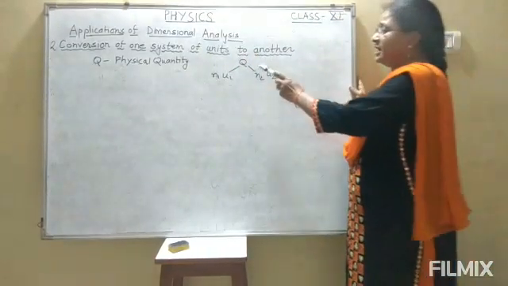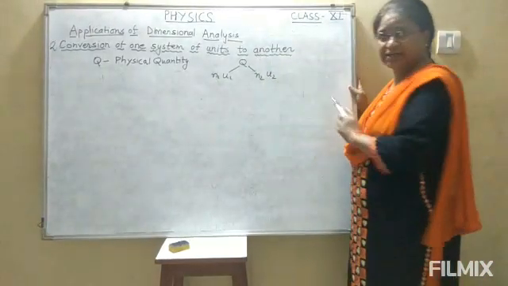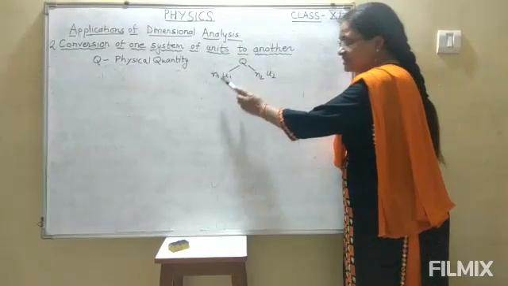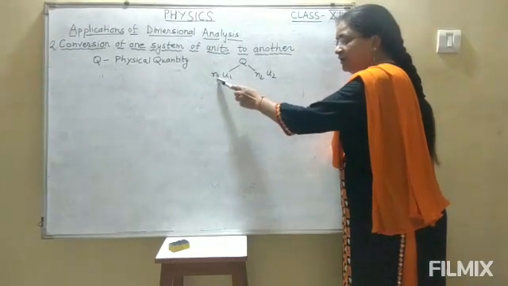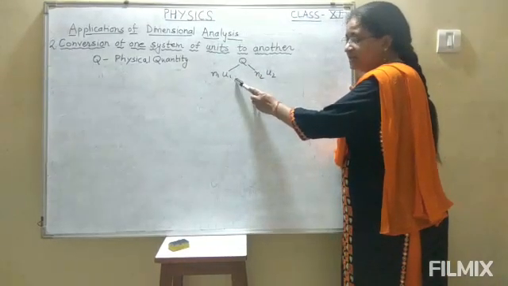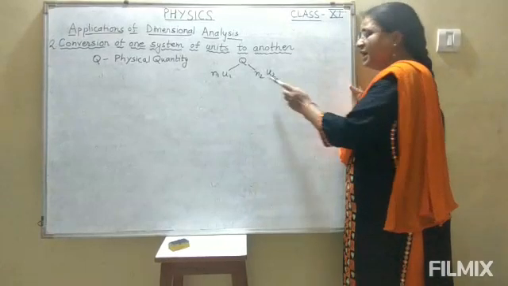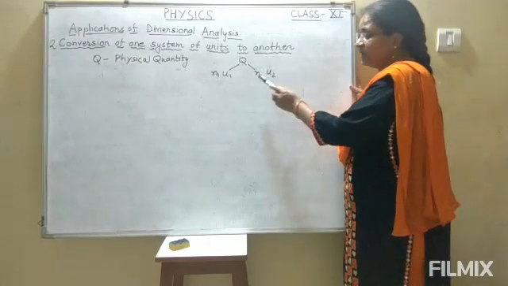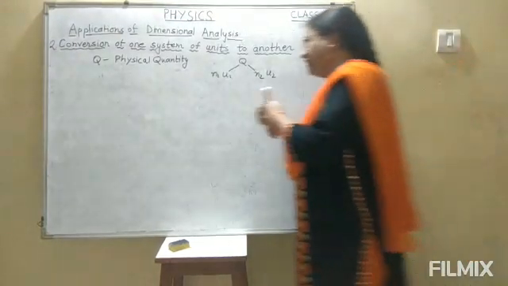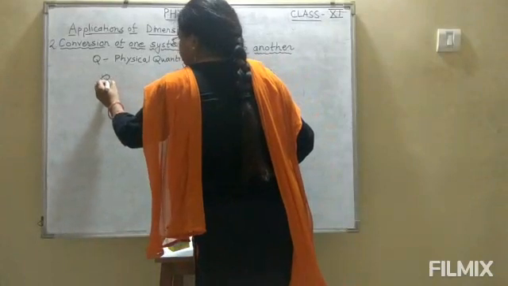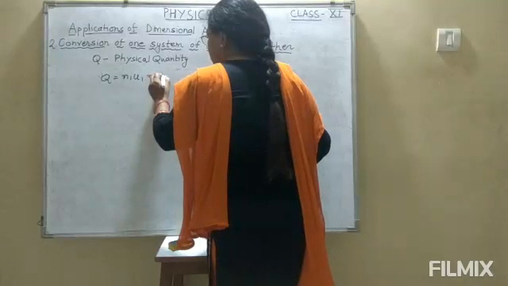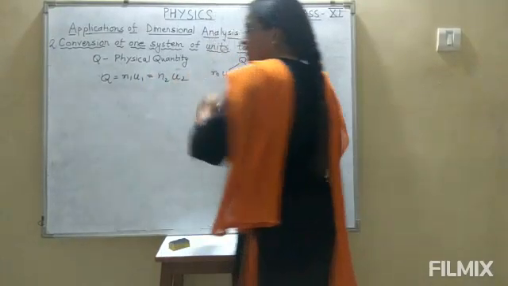Okay. Suppose here a physical quantity is Q and there are two systems of units. In the first system of unit, the numerical value of this physical quantity Q is N1 and the unit of this physical quantity is U1. In another system of unit, the numerical value is N2 and the unit is U2. So what can we write? We can write that Q is equal to N1 U1 is equal to N2 U2.